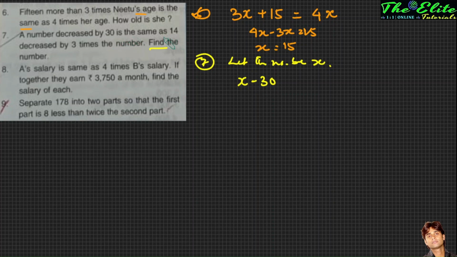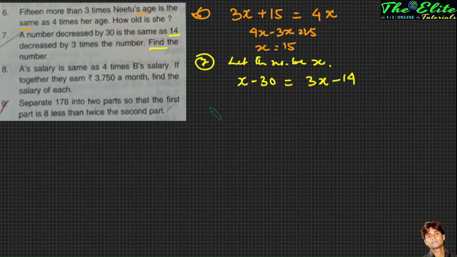Is the same as means it is going to be equal to 14 decreased by 3 times the number. So 3 times the number is 3 times x, and you are going to decrease it from 14. That's the equation. From these kind of questions, you have to find out what the equation is going to be. From the equation, you can find the value of x, the variable you have assumed, and that's your answer.